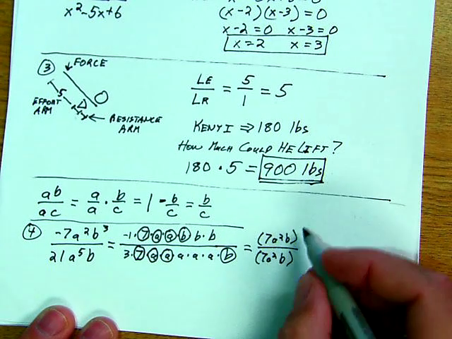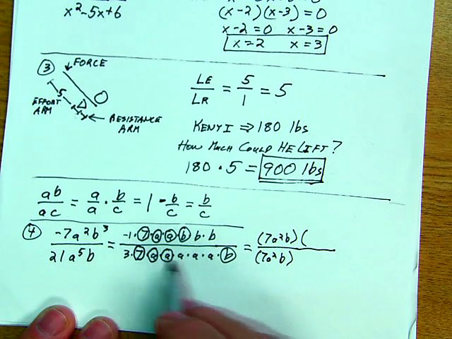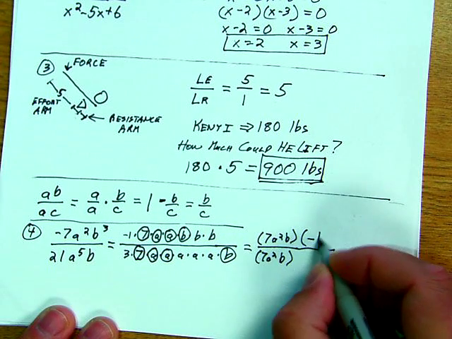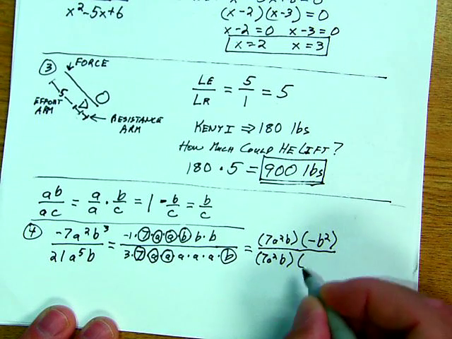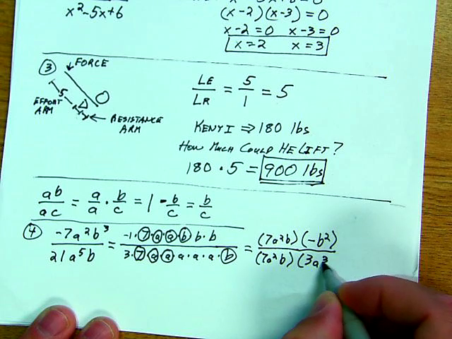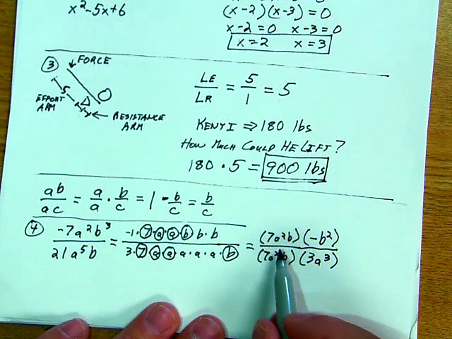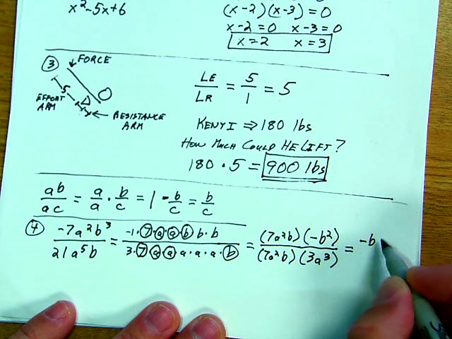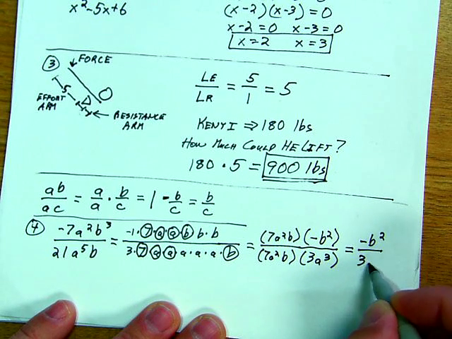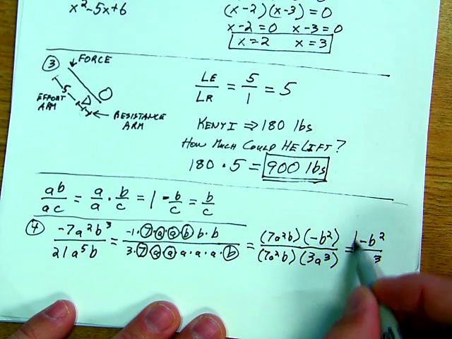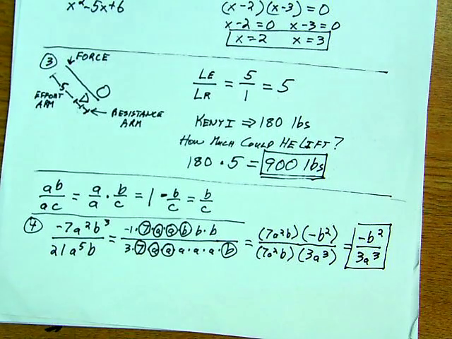Those are the things that were common, and they're going to be multiplied times what's left. What's left over on top is negative 1 times b, which is negative b squared. And on the bottom, what's left is 3aaa, or 3a to the third. Since this and this are really just 1, my final simplified term is negative b squared over 3a to the third. And there it is simplified.